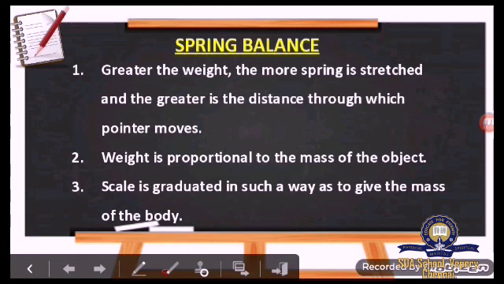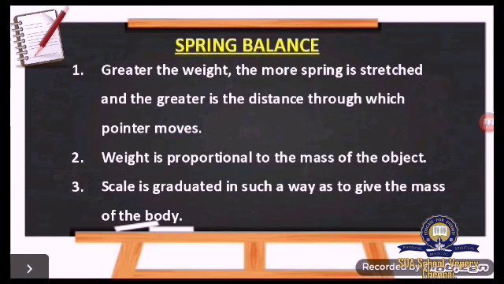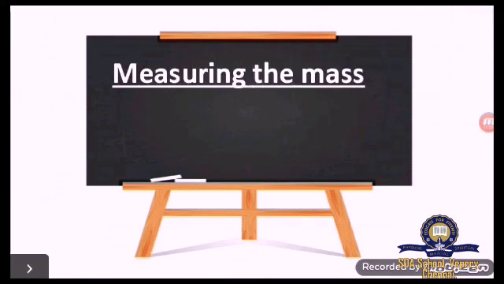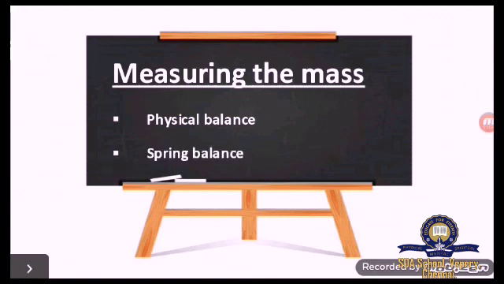The scale is graduated in such a way that it gives the mass of the body also. We have seen in the demonstration itself, right? On the spring balance, the readings were mentioned in grams as well as in Newton. So we can find the mass of the body as well as the weight of the body. To measure the mass, we have two balances. One is the physical balance and the other is the spring balance.